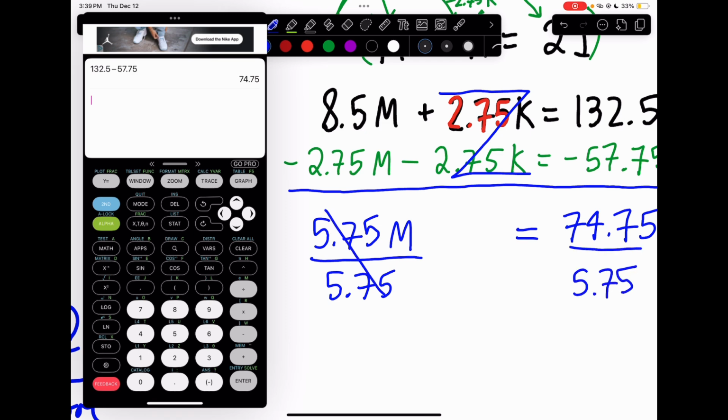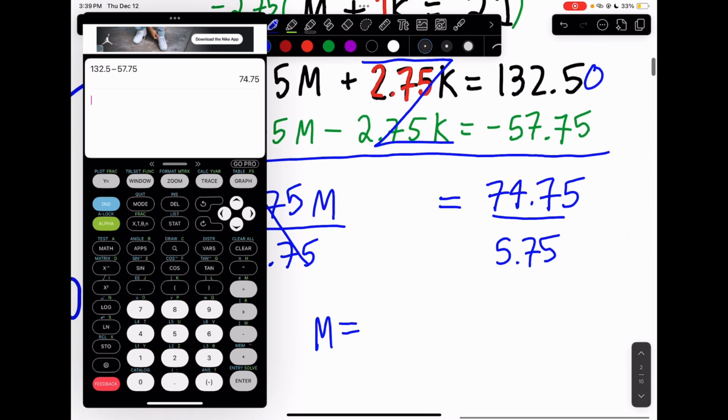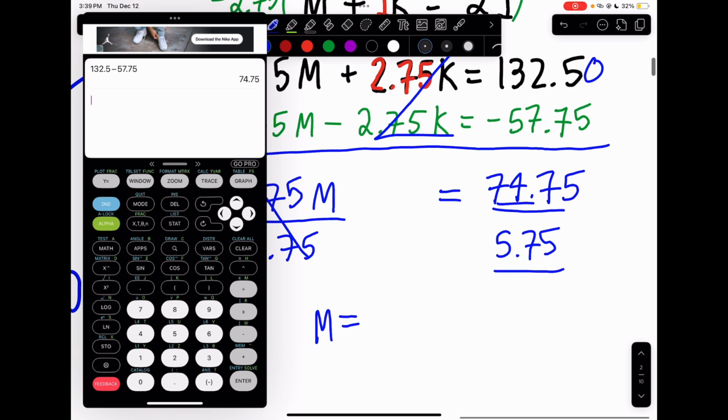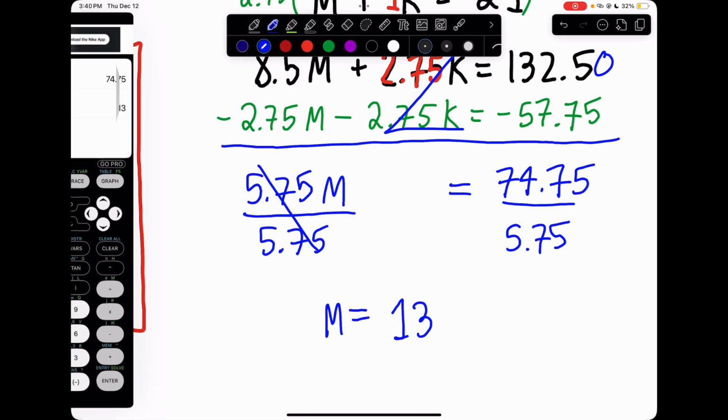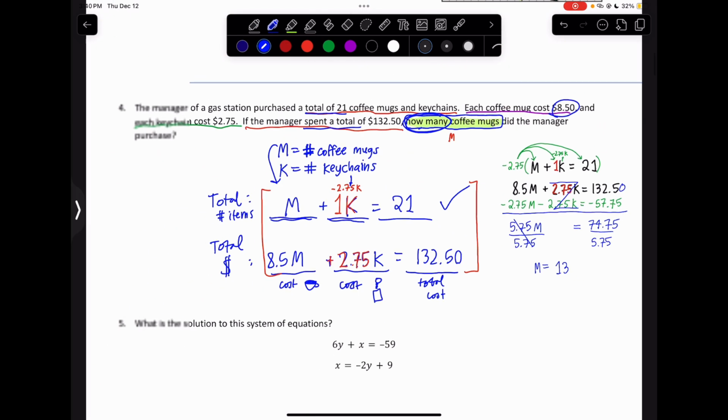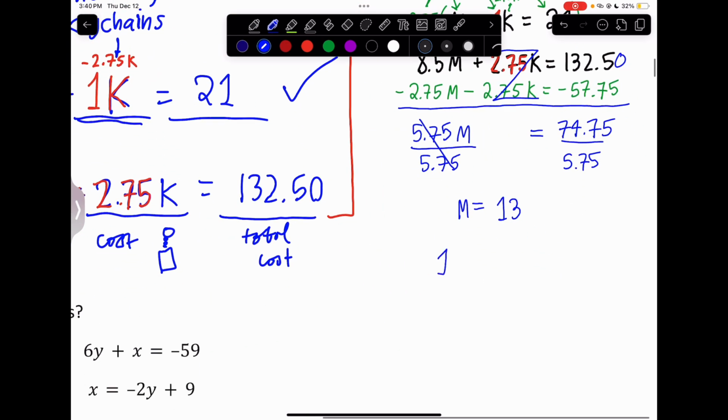Apologies. Okay, let's see if I can estimate correctly. That's about 6, that's about 75. I'm going to guess about 11. That's my guess. Okay, let's see if I'm right. 5.75. Ooh, I was close. Okay, 13. So there were 13 coffee mugs that this manager bought. 13 coffee mugs.